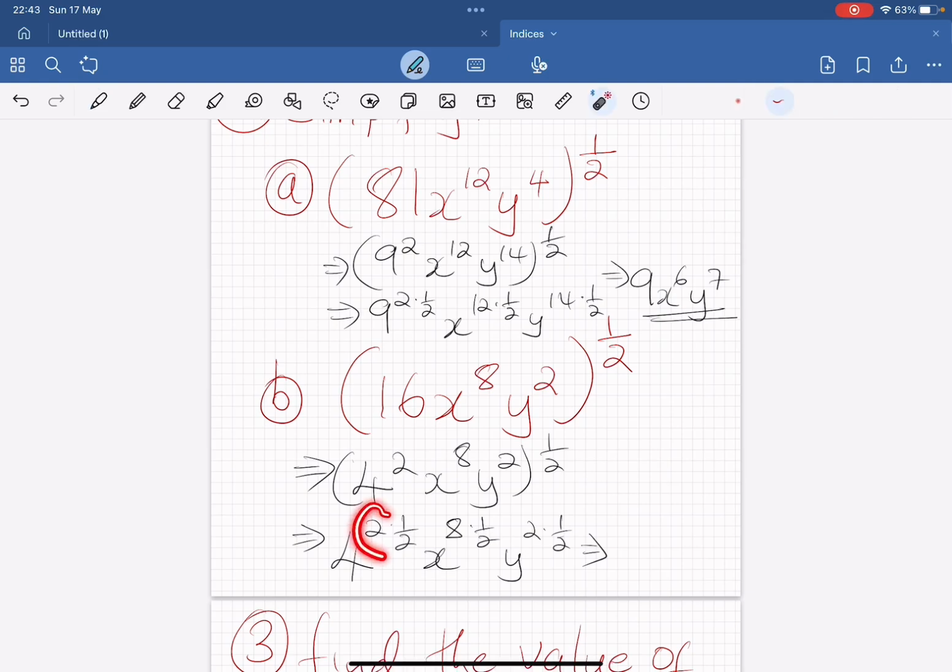Now, 2 times half is 1. So this is going to be 4. I can decide to write a 1, but it is never advisable to do so because it's a bit immature. And then 8 by half is 4, so you're going to say x to the power 4. And then 2 by half is 1, so it's going to be y. So our final answer is 4x to the power 4 y.